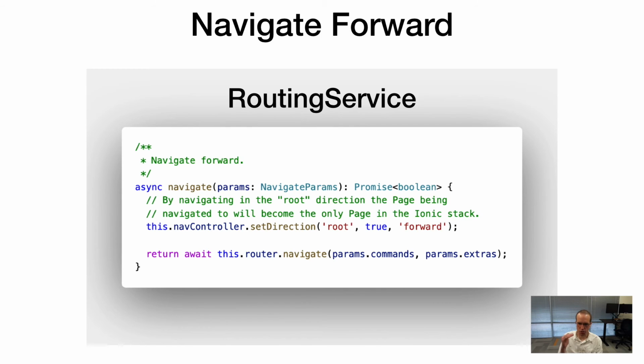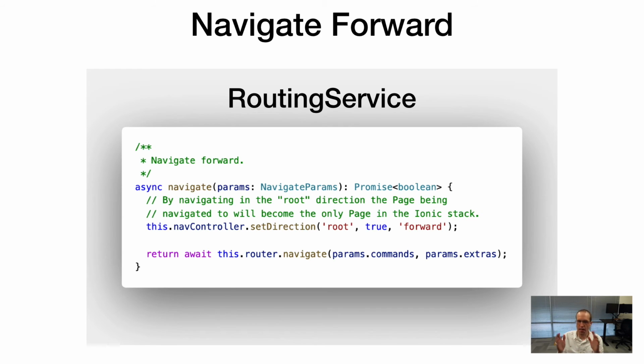However, there is an extra line we're going to add before that. And that is using Ionic's nav controller and calling set direction. And what we say is route. And by route, we mean navigate in the route direction. What that will end up doing is make it so that when you're forward navigating, you're saying that the page I'm navigating to is now going to be the root page.